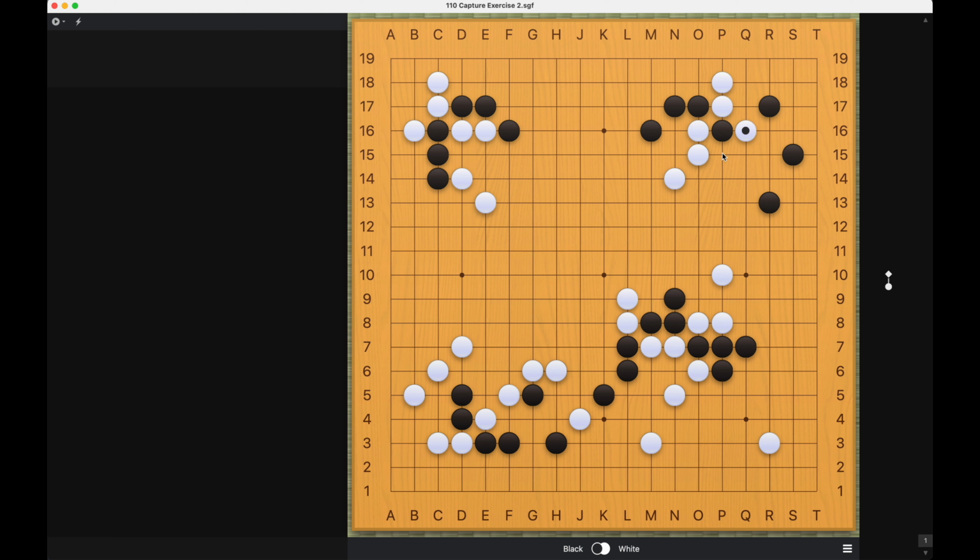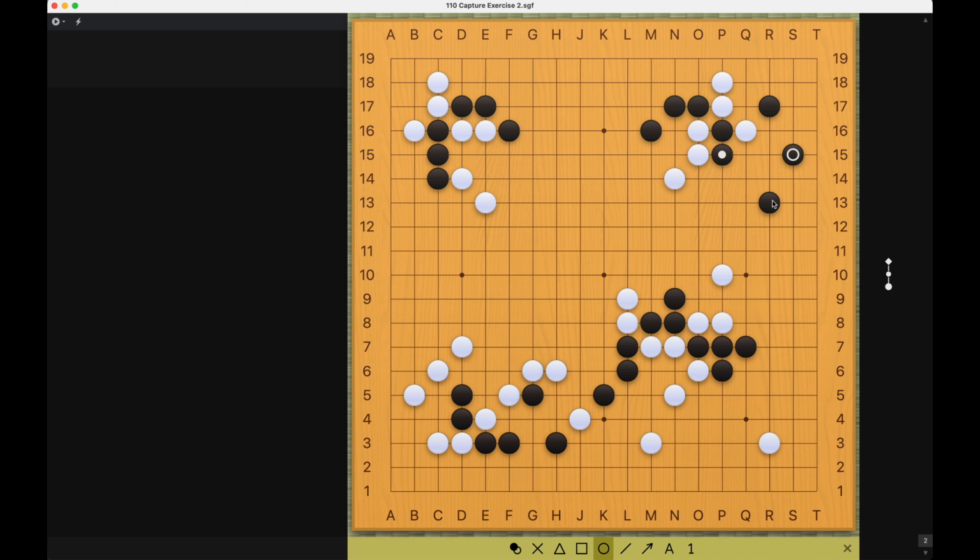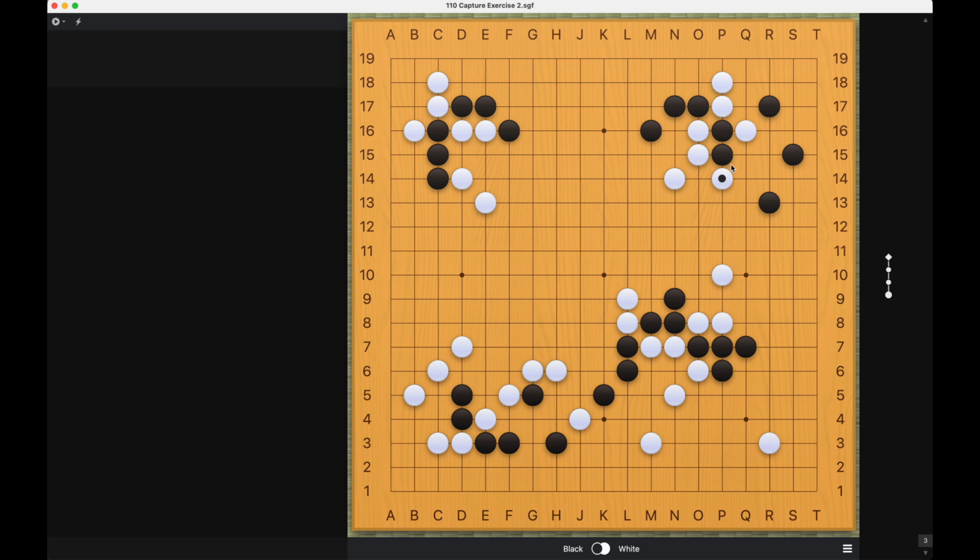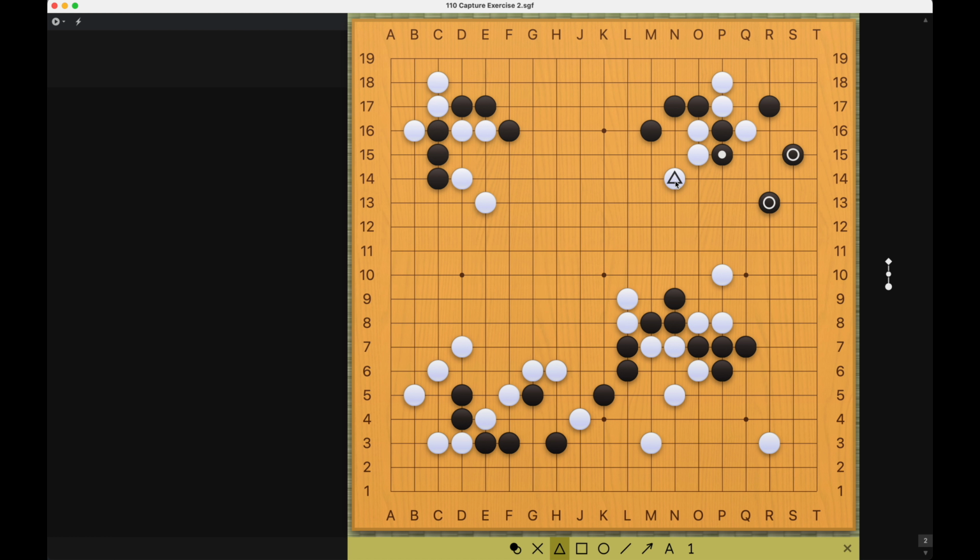If black escapes, then should we try the ladder? The answer is no, because there are 2 black stones here, and they will easily break the ladder, right? So there's no ladder here. What else can we do? Is the net, because we have a white stone here. So you should think of a net when there's an extra white stone here.